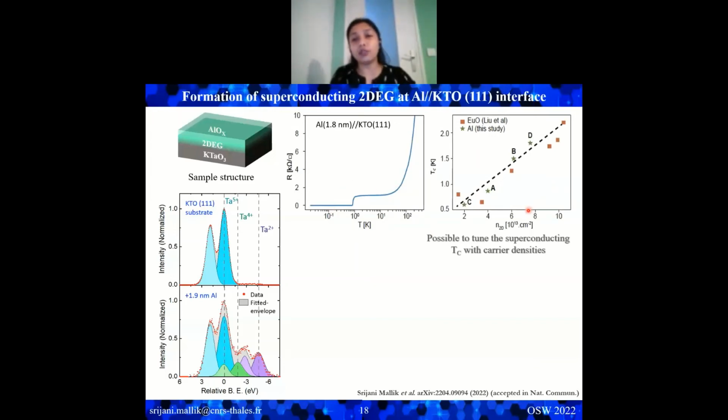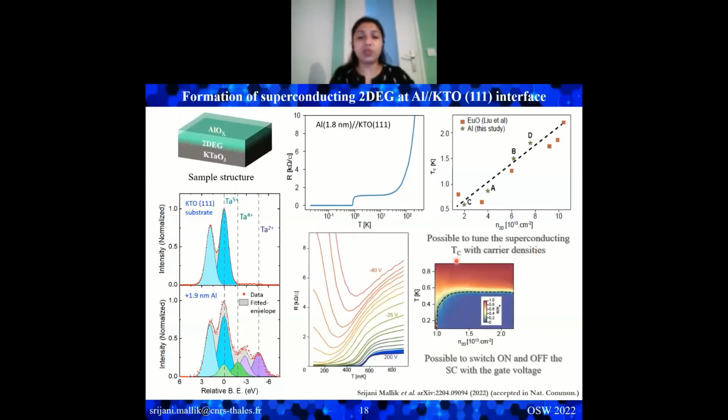And we have also shown that by varying the carrier density, basically by varying the growth conditions, you can tune the superconducting TC. And we also did gate dependent measurements, for which we show that if we are at very low carrier densities, meaning applying a very small negative gate voltage, there is no superconductivity. However, we can tune the superconducting TC with higher carrier density. So it is actually possible to switch the superconducting TC on and off with the gate voltage.